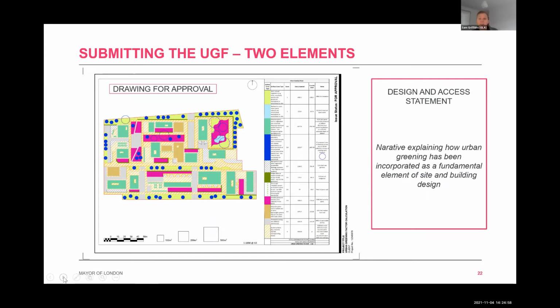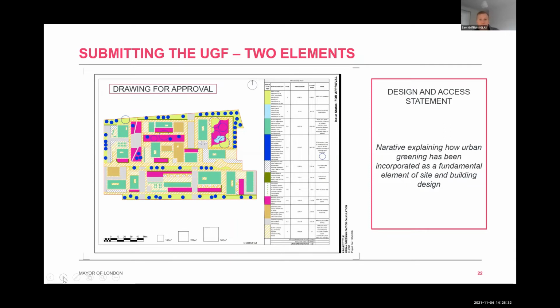The second half, or the second element, I should say, of the submission should be some narrative around how urban greening has been embedded or incorporated as a fundamental element of site and building design. And that goes back to Rianne's point earlier, that the urban greening factor is a tool to make sure that policy G5 is being met. But the key thing is to demonstrate that urban greening has been embedded as a fundamental element. So that wider narrative needs to come in the DAS or in a standalone landscape statement.